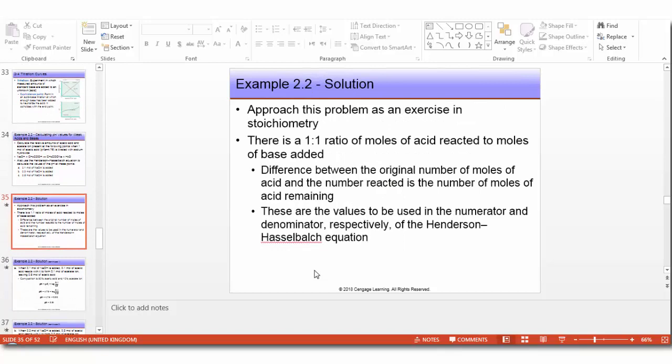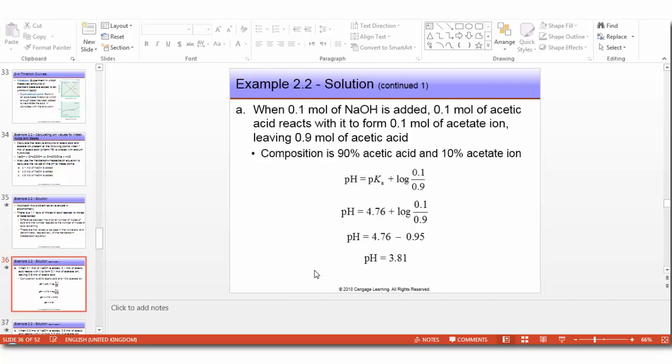Now we can approach this problem as an exercise in stoichiometry. If you look at the equation, the ratio is 1:1 moles of acid and base. The difference between the original number of moles of acid and the number reacted is the number of moles of acid remaining. So acid is in excess and all the base is reacted or titrated. These are the values to be used in the numerator and denominator respectively of the Henderson-Hasselbalch equation.